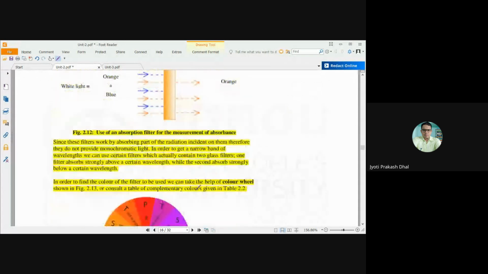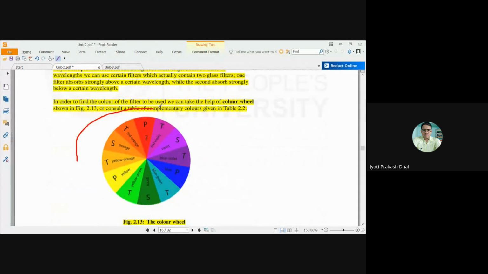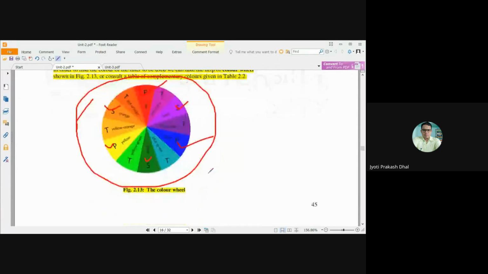The complementary color you can see from this color wheel. If any substance absorbs red color, it will look green. Any substance absorbing yellow color will look violet. Any substance which absorbs orange color will look blue. So this is the color wheel.